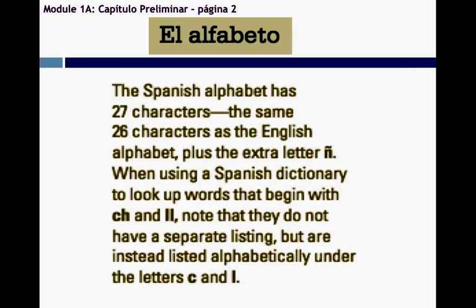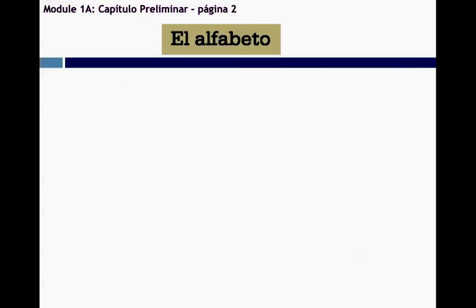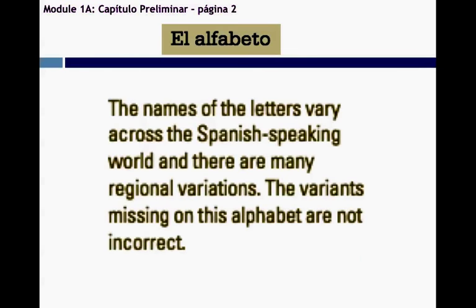When using a Spanish dictionary to look up words that begin with CH or LL, the combination of those 2 letters, note that they do not have a separate listing, but they are instead listed alphabetically under C and L. There was a time when CH was considered its own letter, che, and LL was considered its own letter, eye, but now those words just begin with C and begin with L.